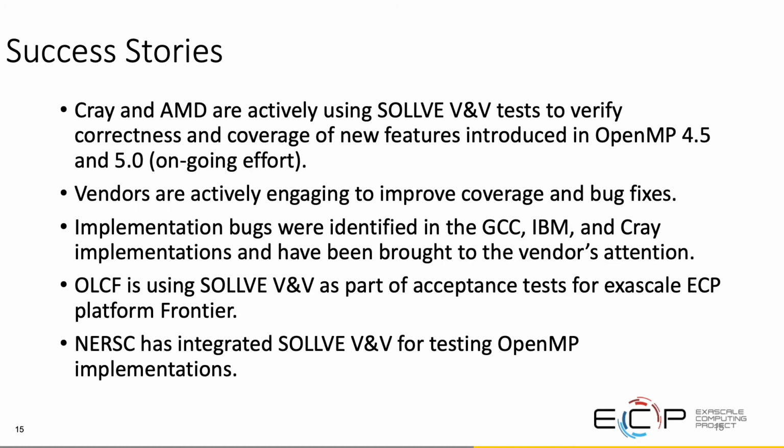Cray and AMD are actively using the SOLLVE V&V to verify correctness in their 4.5 and ongoing 5.0 development effort. We have vendors such as GCC developers actively engaging with us to improve our coverage in the V&V, and also we have found bugs that have been worked on. So implementation bugs that have been identified in GCC, IBM and Cray, we have brought to the vendor's attention, and most often than not, we've found that they have responded very positively to this. OLCF, which is preparing for Frontier, is using the SOLLVE V&V as one of their acceptance criteria. And NERSC has also integrated the SOLLVE V&V for testing OpenMP implementations.